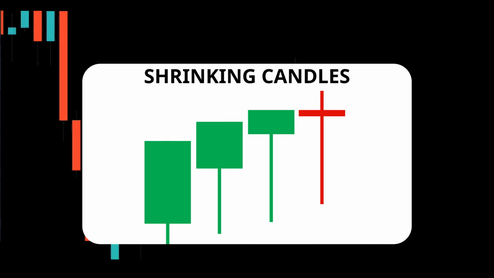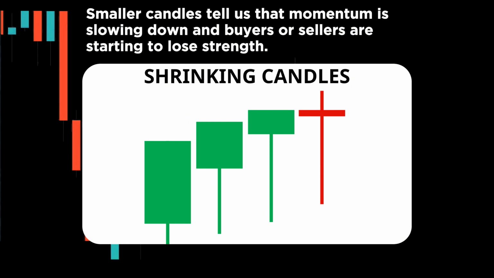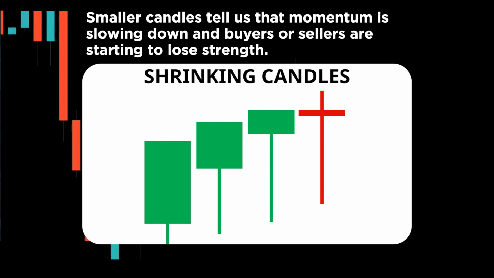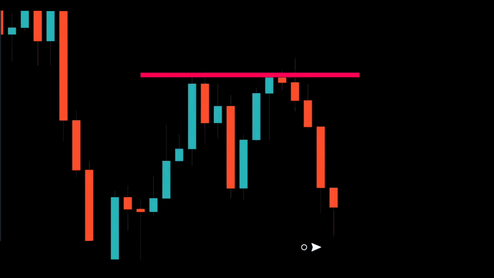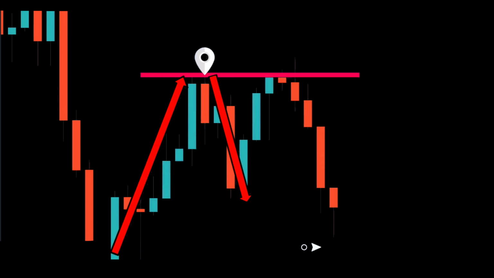Now let's move on to the 5th candlestick pattern, shrinking candles. What we want to see is that the candles become smaller and smaller as price approaches an important support or resistance level. Smaller candles tell us that momentum is slowing down and buyers or sellers are starting to lose strength. In this example, price rallied into resistance and then reversed lower.